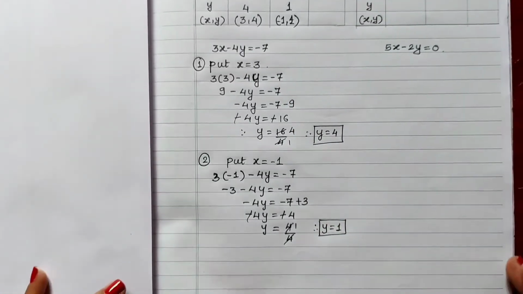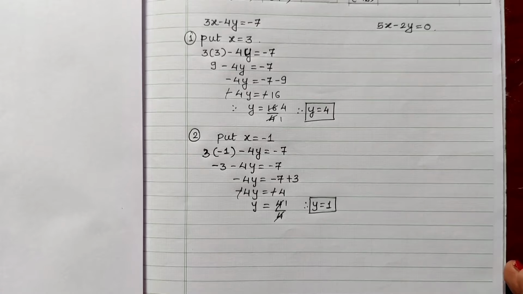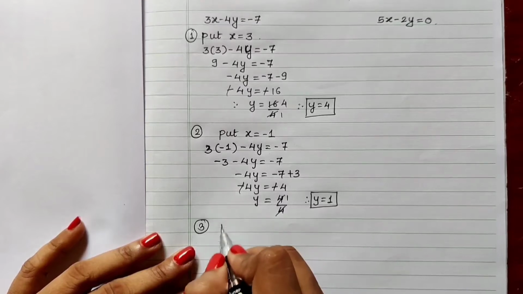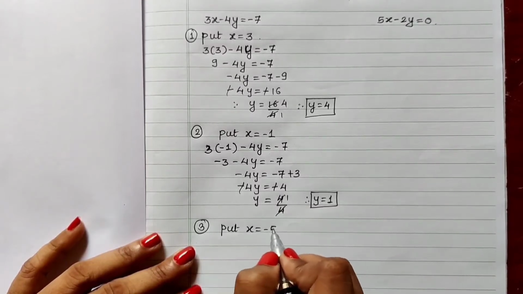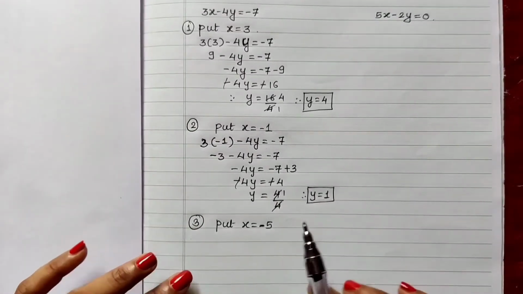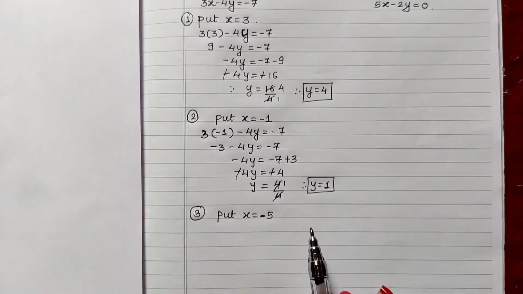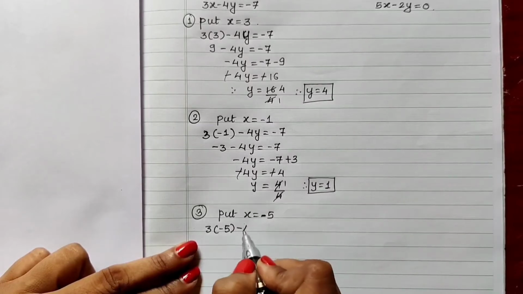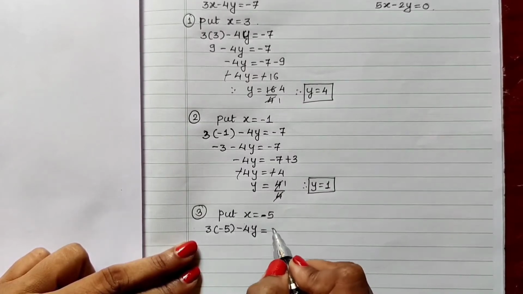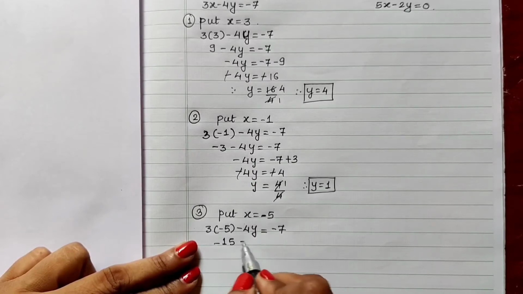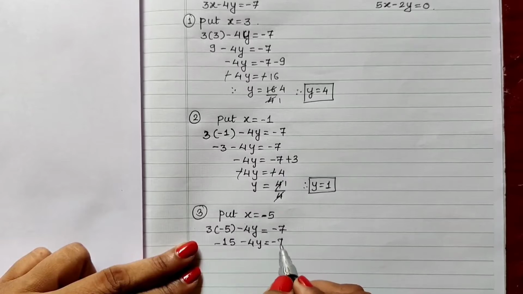Now let us see the third value for x. What we can take? Okay, if I take x is equal to minus 5. If I put any other value other than minus 5, then I will be getting the answer in decimal fraction. That's why I am putting x is equal to minus 5. So 3 into minus 5 minus 4y is equal to minus 7. 3 5s are 15, correct? So minus 15 minus 4y is equal to minus 7.